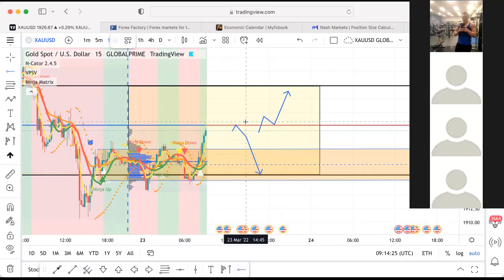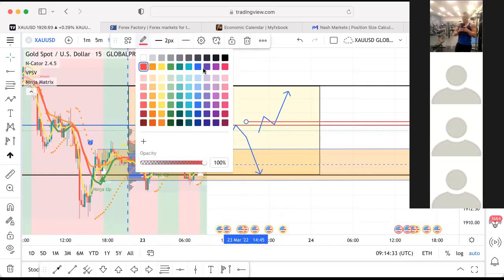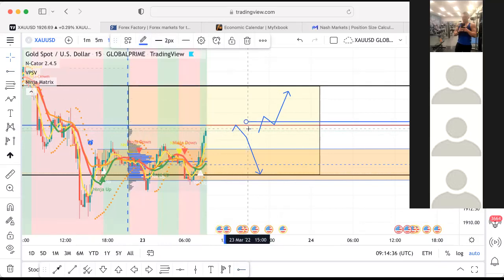I would wait until a candle had closed above that red line. Well, better change that color. Let's say blue. I would wait until a candle had closed away from that red line. So if we're on a 15-minute chart, I would wait for a 15-minute candle to have closed above that line before I'll get into a further buy.